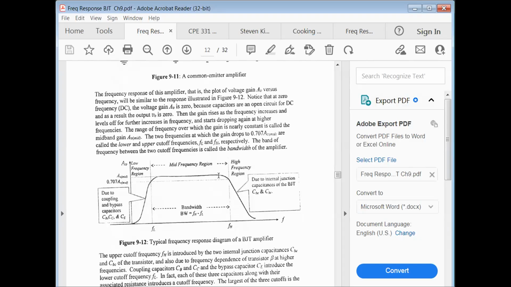Okay, so we looked at before the frequency response curve for an amplifier. We call this the mid frequency gain region, where the gain is relatively flat. This low frequency pole location here is determined by our coupling and bypass capacitors, and its high frequency is due to internal junction capacitors, which we haven't talked about yet, but we're going to talk about that tonight.